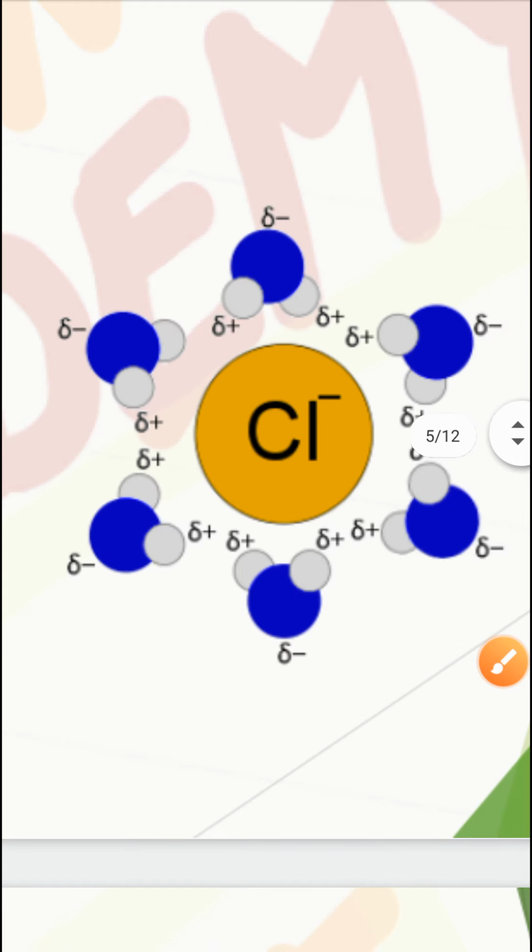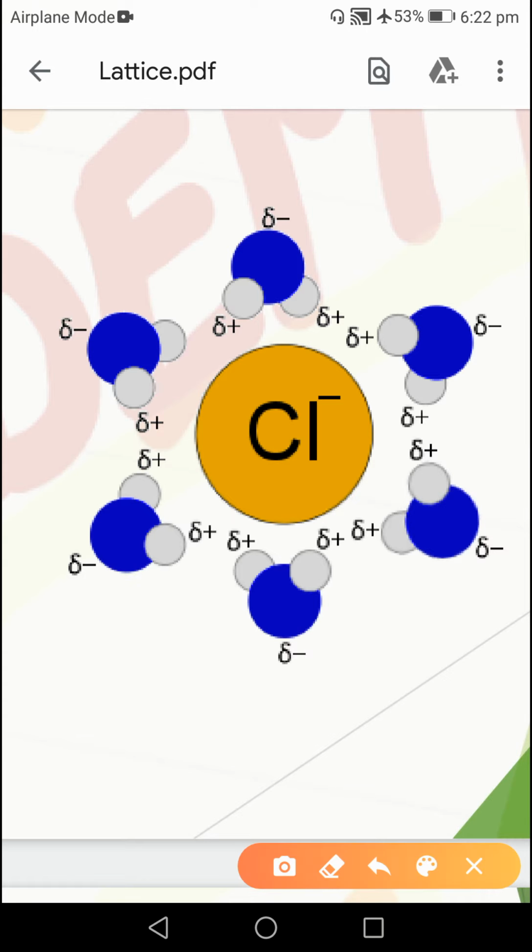In case of chlorine, the opposite thing has happened. Since chlorine has a negative charge, it will form an attractive force with the positive terminals of the water molecule. The positive terminals are the hydrogen terminals. Okay, all right.